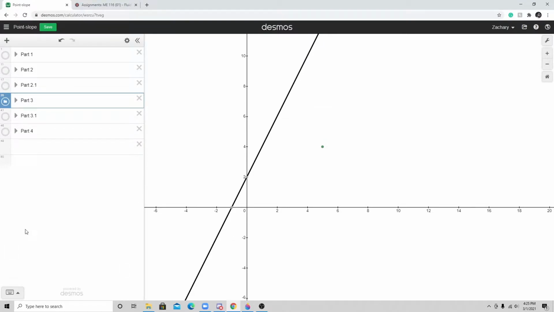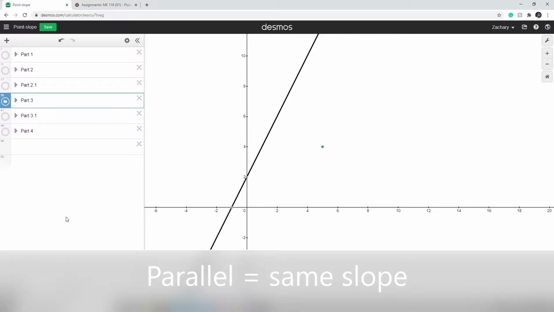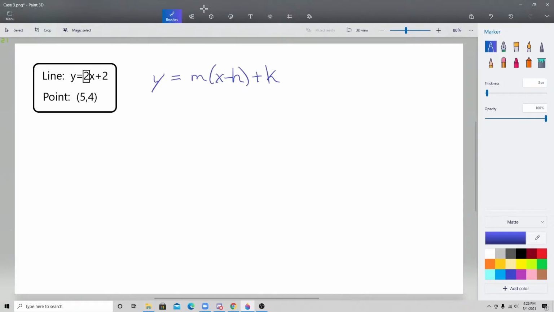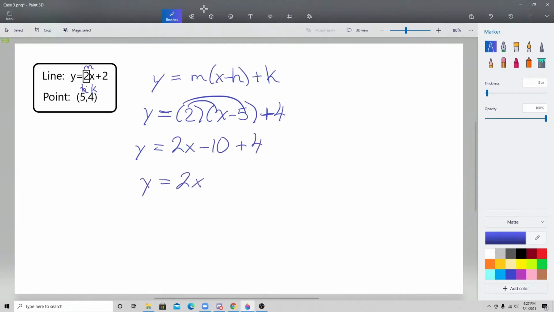So that brings up the question, what does parallel mean? In terms of graphs, all it means is that they have the exact same slope, just like we did in the first one. So we just need the 2, because that's the slope. Since this is our m, this is our h, and this is our k, we just plug that in. And then you distribute. And there you go.